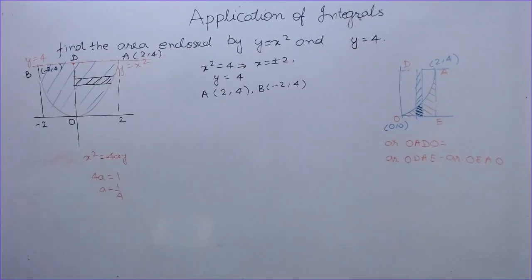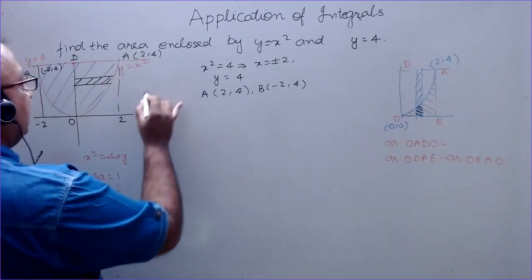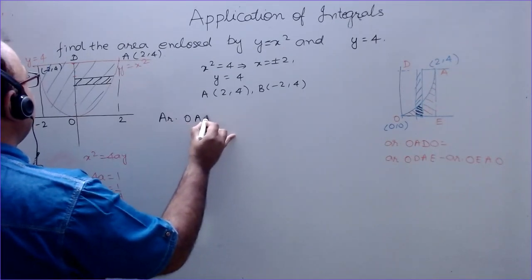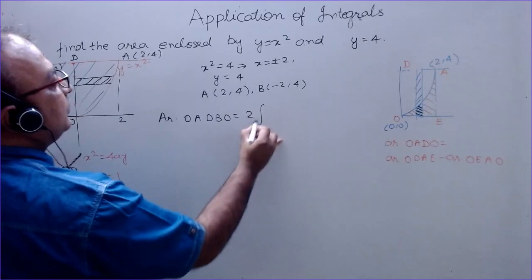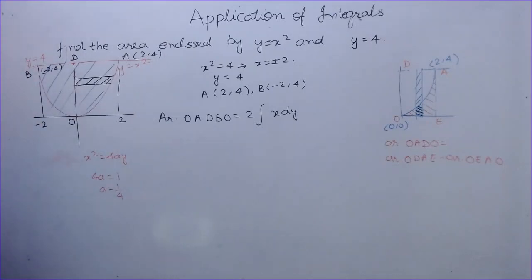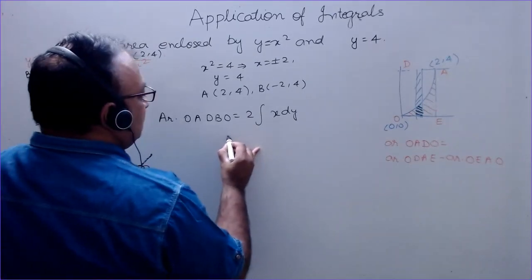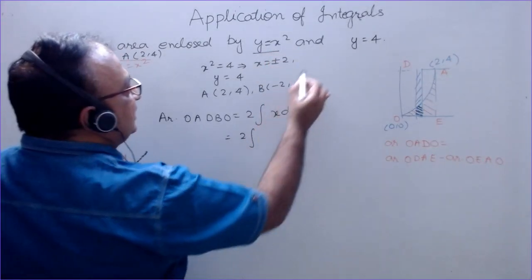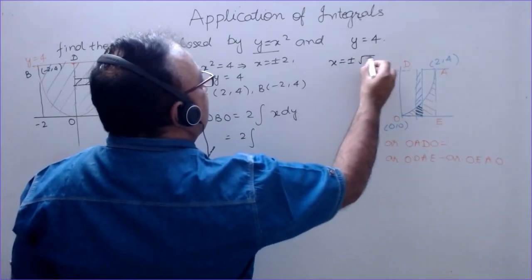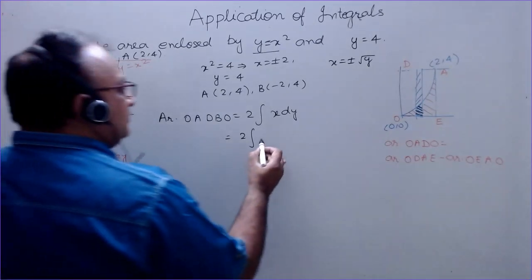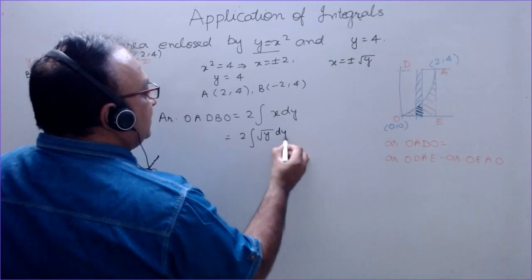Now let us see by using both the methods. So by the conventional method, area O A D B O is twice of x dy. I have to write. So putting the value, y is equal to x square. So x is plus minus root y. You have to take positive value of y. So root y dy. Y is the variable.